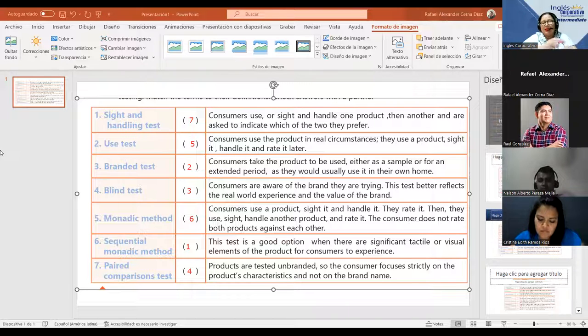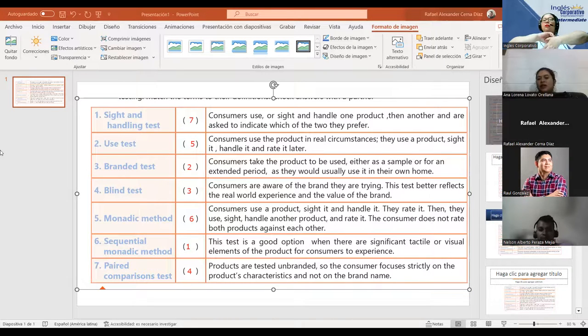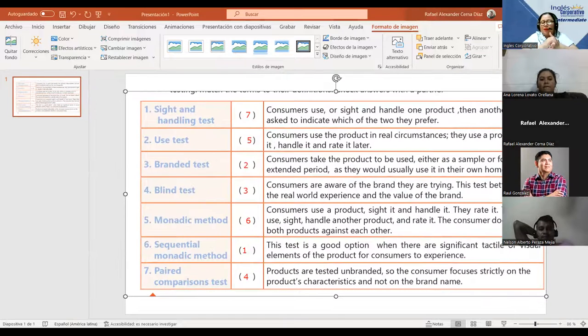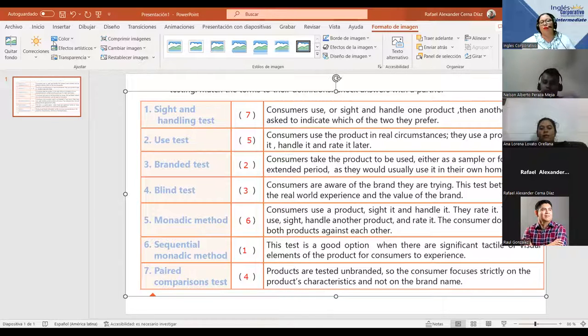Okay, what about the blind test? Products are tested unbranded, so the customer focuses strictly on the product characteristic and not on the brand name. Yeah, so you don't say this is Adidas, this is Lee shoes. No, you just give the shoes. Okay, there you go. So now monadic method. Consumers use the product in real circumstance. They use a product, sight and handle it, and rate it later. Okay. What about the sequential monadic method?